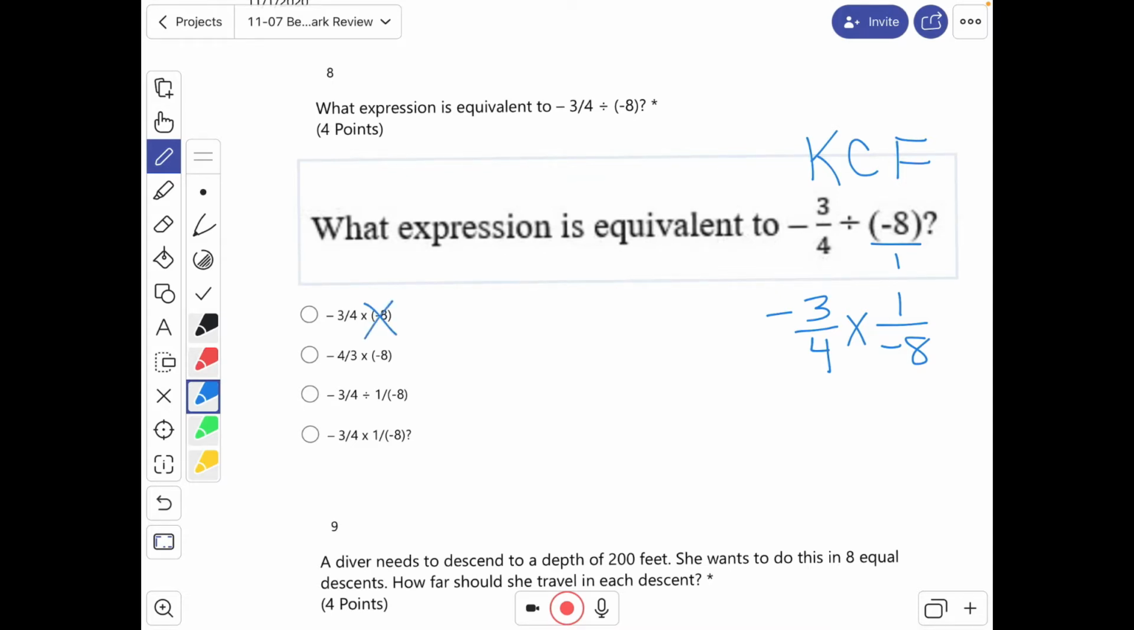Neither one of those show making that into a fraction. The third answer choice shows making it into a fraction, but it has a division sign. So this one is the correct one because it changed it to multiplication and flipped the fraction.